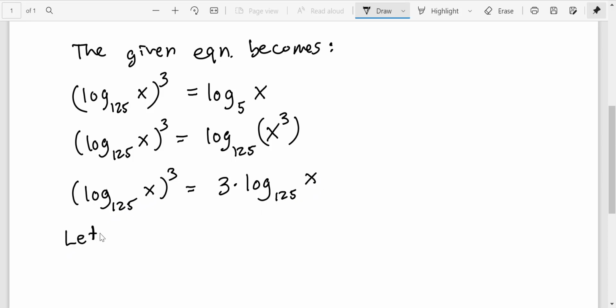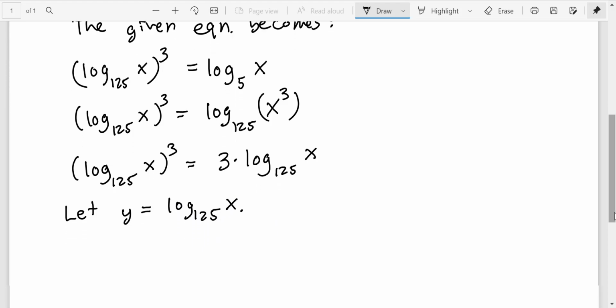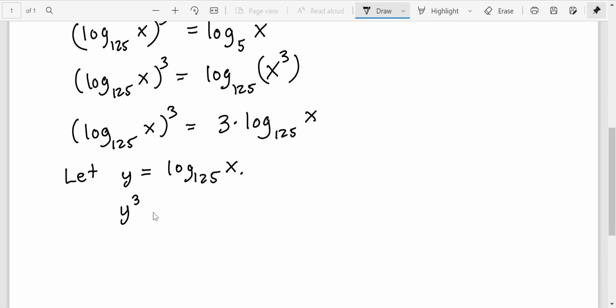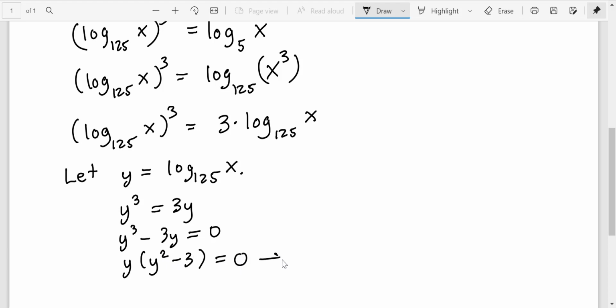Let's rename that. Let's let y equal the log base 125 of x. Well, then this equation we're trying to solve becomes y cubed equals 3y. Well, that's easily solved. Let's subtract 3y from both sides and factor out a y. And this implies that either y is 0, or the positive square root of 3, or the negative square root of 3. Now, two of these can be ruled out immediately.